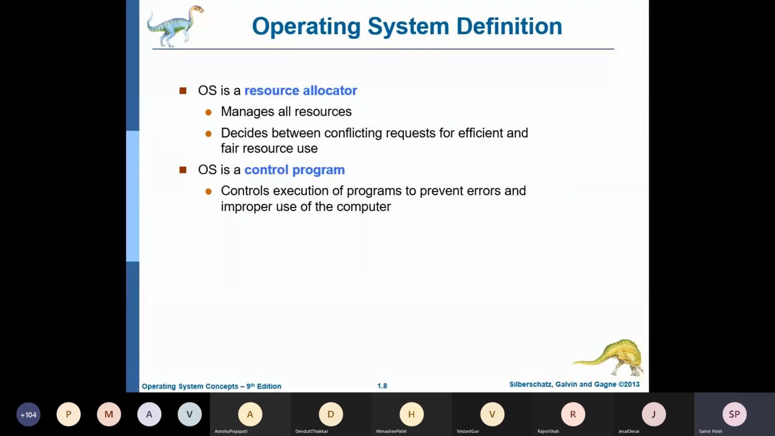So we have seen that the operating system is nothing but a resource allocator. It allocates and manages the resources available with the system. First of all, it analyzes what resources are available with it, so it does its own self-assessment.